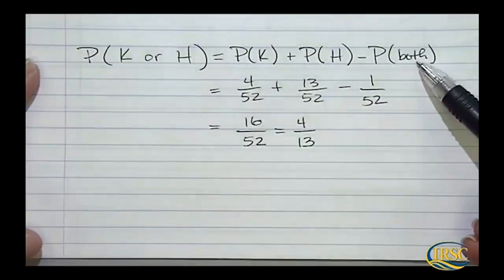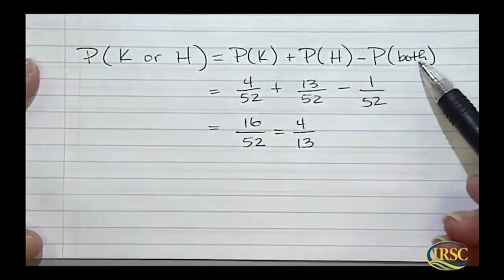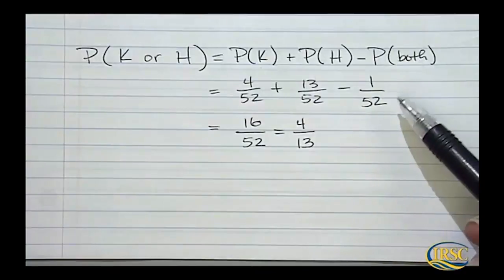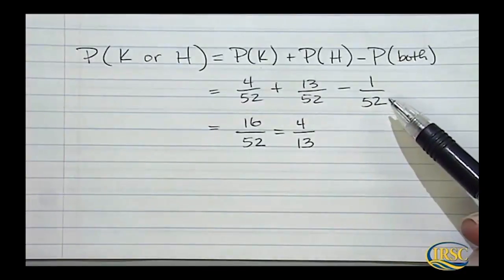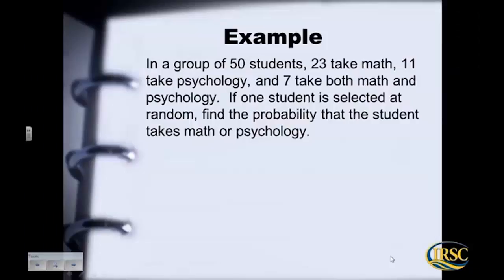It was the probability that you would get both of these at the same time. So the only time that you end up with a card that is a king and a heart is the king of hearts. So there's only one card that has both a heart on it and is also a king. And so that's where that last one came from.